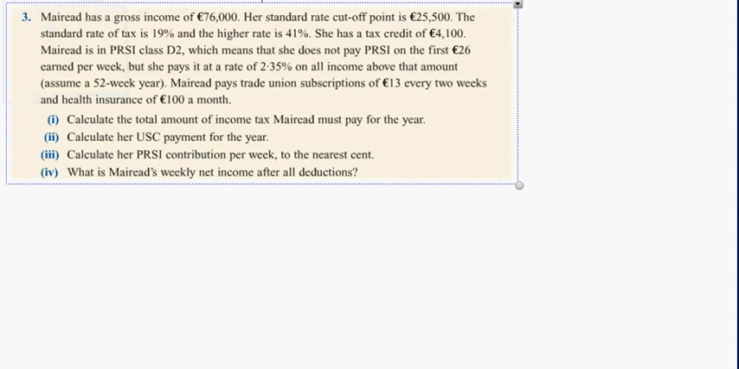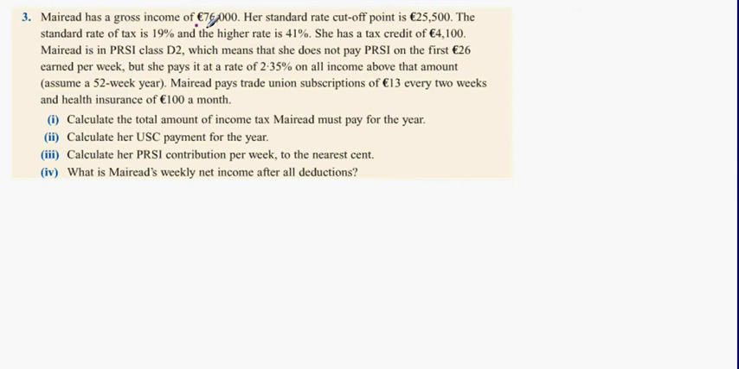Okay, Maria has a gross income of €76,000. Her standard cut-off point is 25,500. The standard rate of tax is 19% and the higher rate is 41%. She has a tax credit of 4,600. Calculate the total amount of income tax Maria must pay for the year. Okay, so what does she pay for the year?